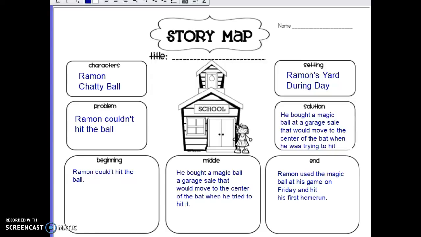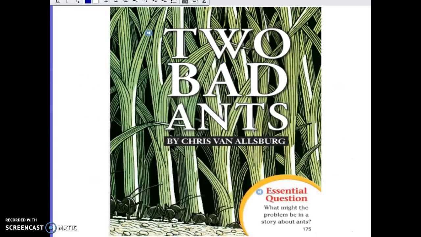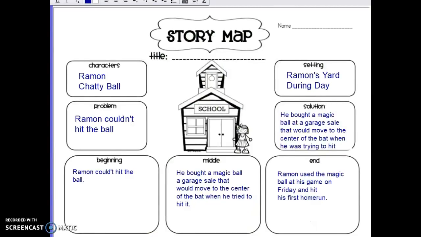So what I want you guys to do now is I want you to try to do a story map for our story of the week, Two Bad Ants, located on page 175 of your textbooks. So you're going to get out your textbooks, read through the story, and locate or identify these important story elements. And as you do that, you need to be recording them on your story map. And when we're finished, we will look over our story maps and discuss those together.